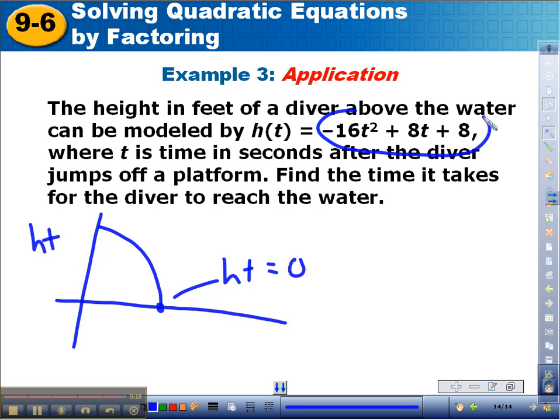Factor this thing by taking out the GCF first. One answer is going to give you a negative number. The second answer would be positive. The answer is +1 second. Work that one out on your own and look to see if you don't get an answer of 1 second.